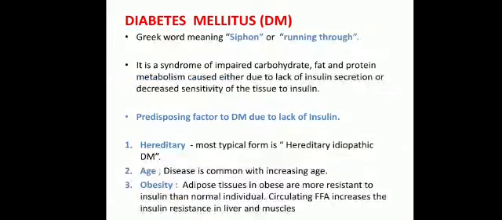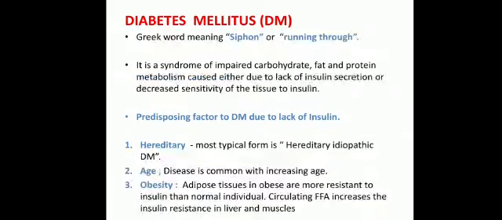The adipose tissue which are more in obese, those adipose tissue is basically more resistant to insulin than a normal individual. So the circulating free fatty acids in the blood increases the insulin resistance in the liver and the muscle. So I repeat it, the adipose tissue in the obese people are more resistant to insulin than normal individual. The circulating free fatty acids in the blood increases insulin resistance in the liver and the muscle.